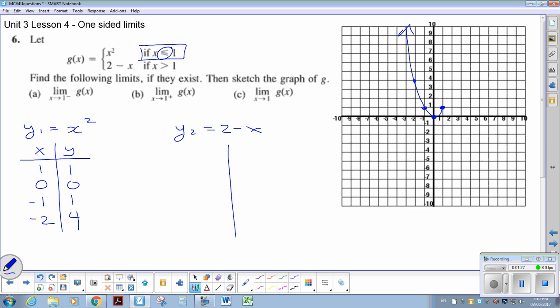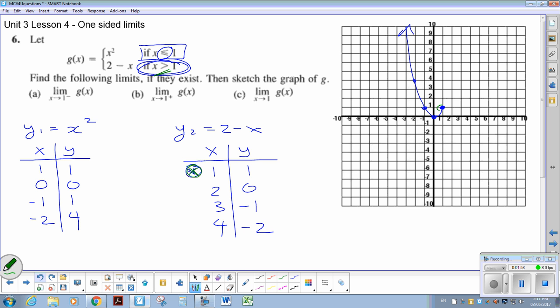Now doing the same thing, x, y. For this one, my x values have to be 1 or greater. I'm going to put a star here because that 1 has to be an open dot, because it's greater than, not equal to. Putting those points in, plugging them into the equation, I get 0, negative 1, negative 2. Plotting my points, I'll change colors. This will be an open dot because it's just less than. So I do an open dot at 1, 1.